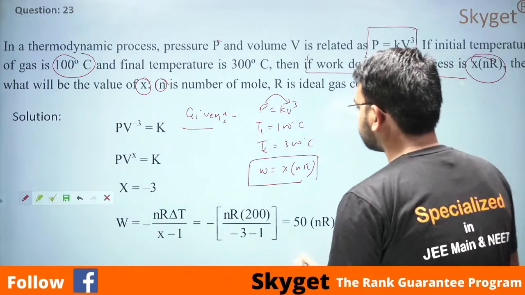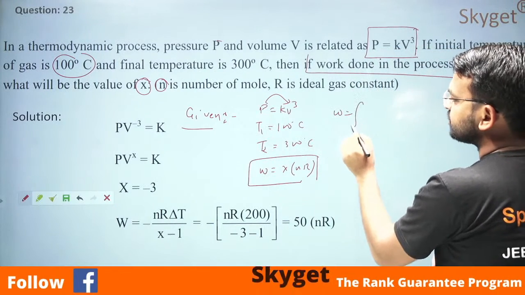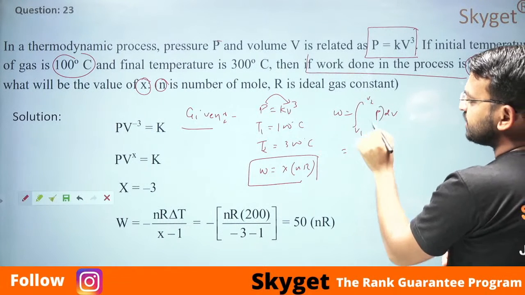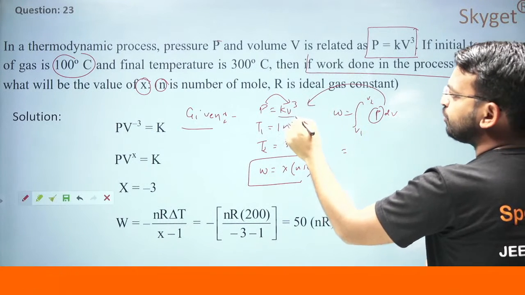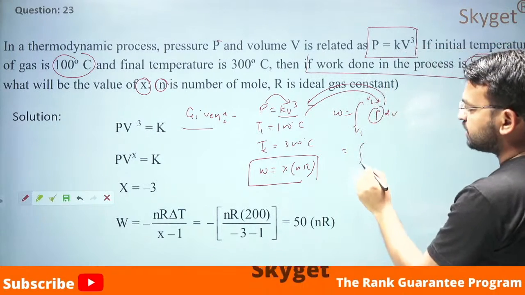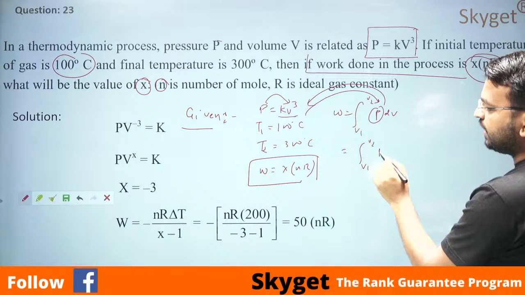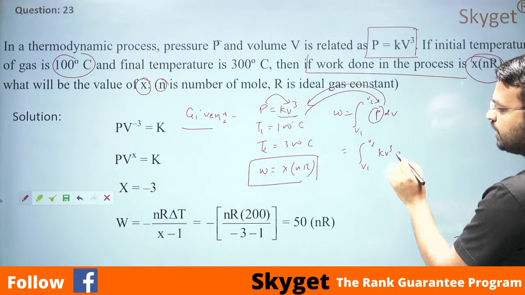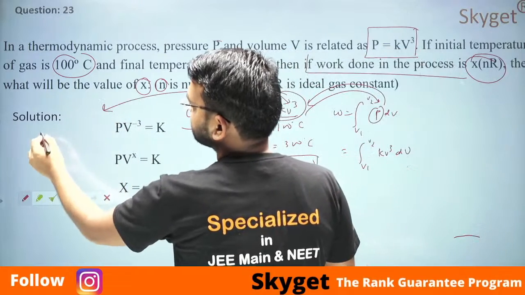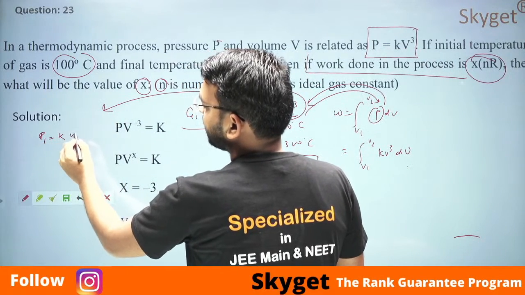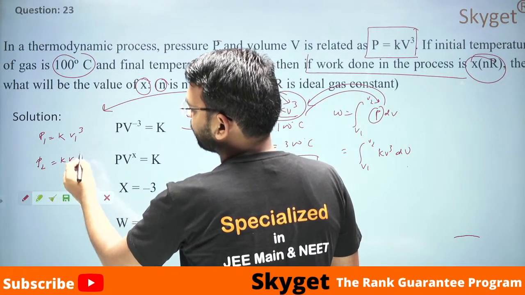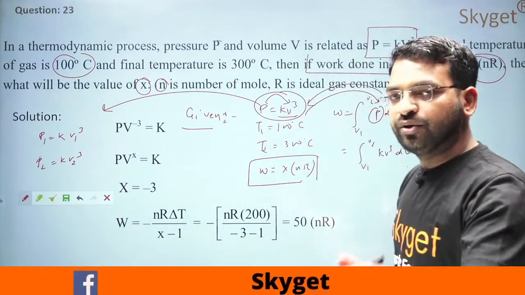Simple thing. Let's suppose the work done, we know that work done is the integral from V1 to V2 of P dV. Since the pressure is a function of volume, we have to replace this and keep the pressure in terms of volume. So V1 to V2 is going to be K times V cube dV. One more thing, try to understand what it means: P1 can be written as K times V1 cube, or P2 can be written as K times V2 cube.